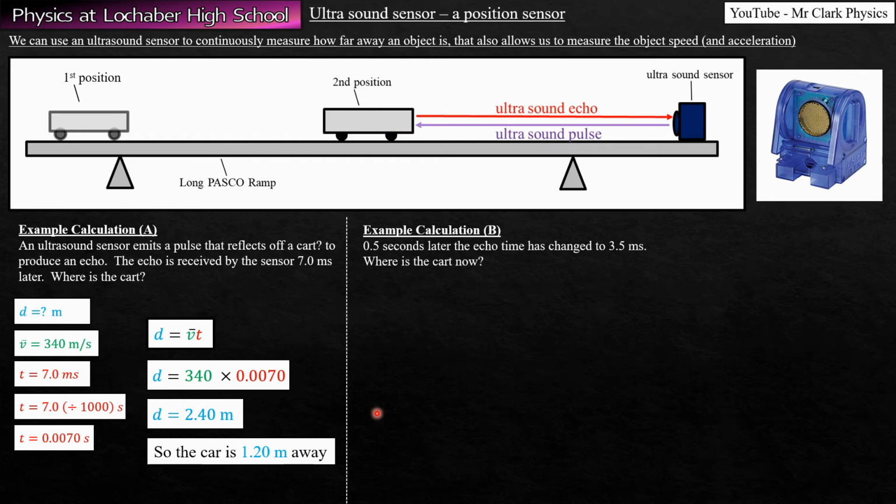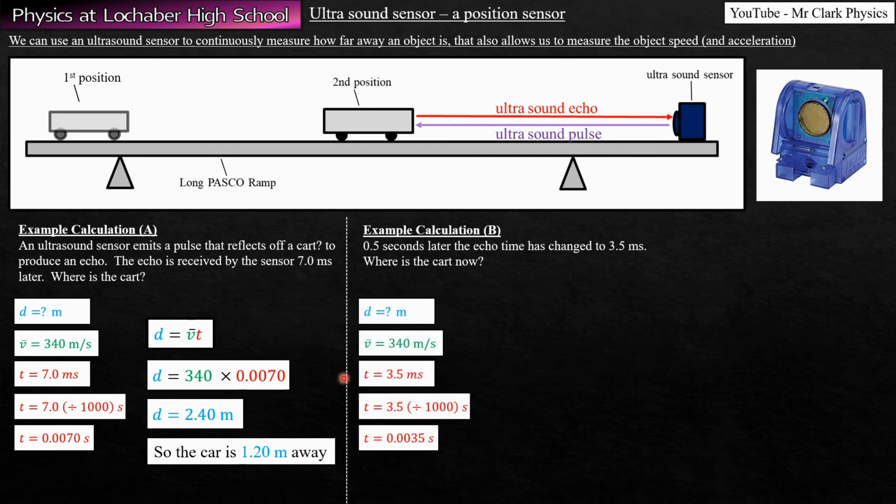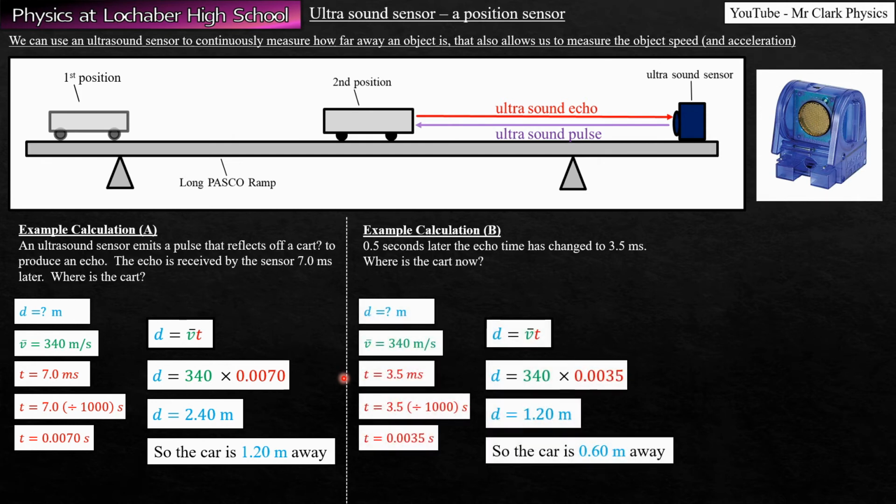Part B. Half a second later, the echo time changes, and now it's at 3.5 milliseconds. Where's the cart going to be now? Hopefully you can spot that if you have half the time, it must be half as far away, and you could figure it out straight away. But we can still write out the working if you like, and it's basically the same sum, so I won't go through it in too much detail. And it does indeed turn out to be 0.60 meters away, or half of the previous value. Our car has moved closer in the half second that it had between these two questions.